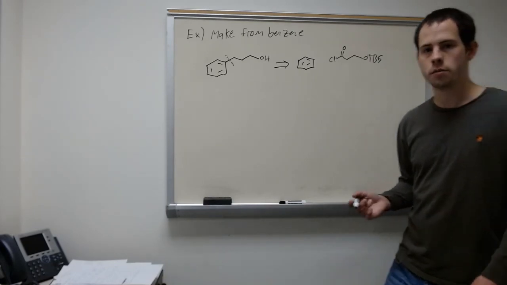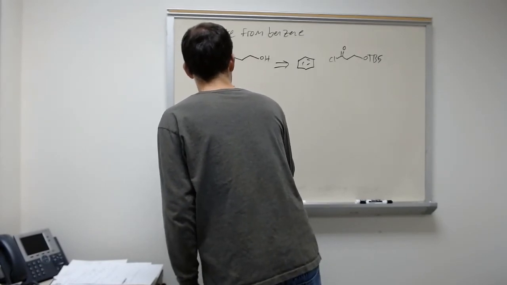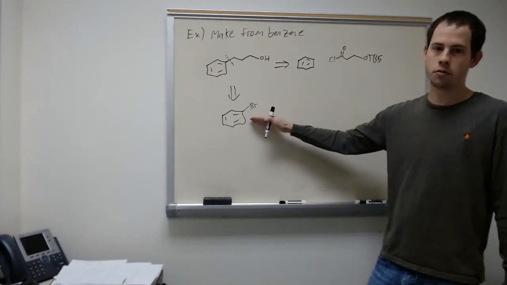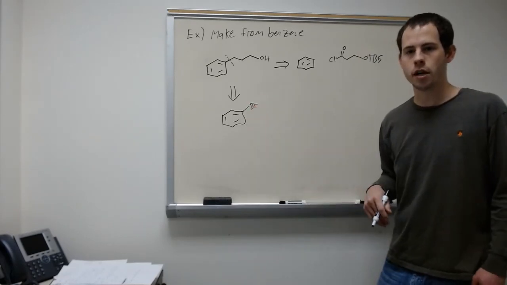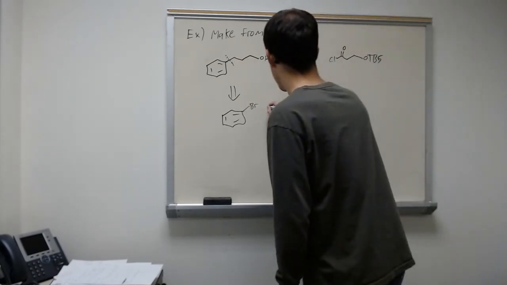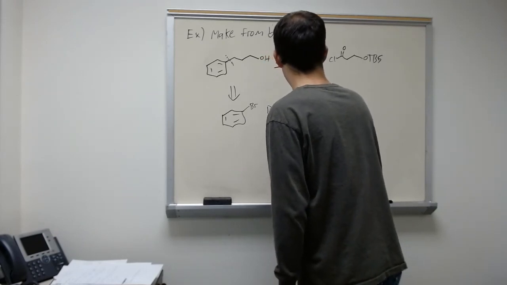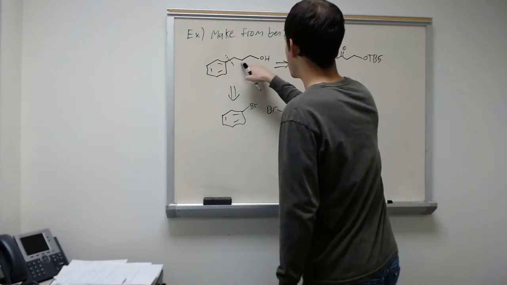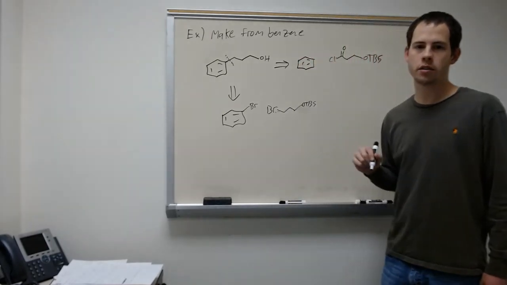Another reaction we learned this semester, or this chapter, is how to do halogenation on a benzene ring. So we could think about making something like this, and then turning it into a Grignard, for example, so that it could serve as a nucleophile. And then we would need to make this carbon electrophilic, and so we could just put a bromine on there. And so we would get back to something like this.